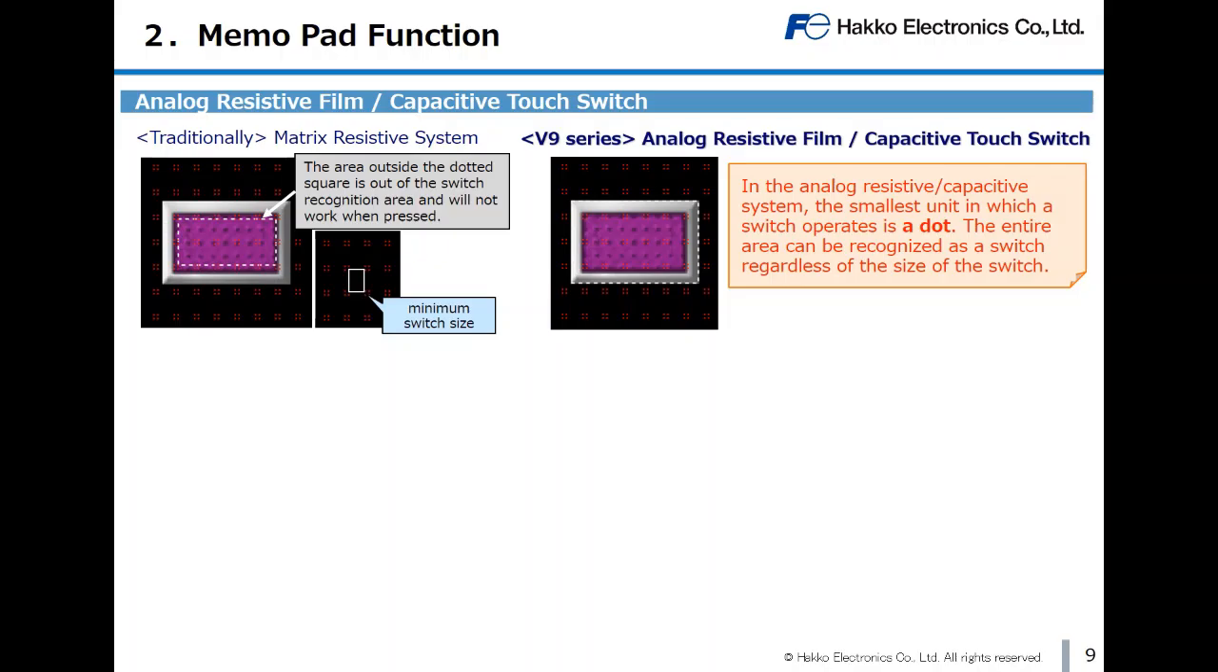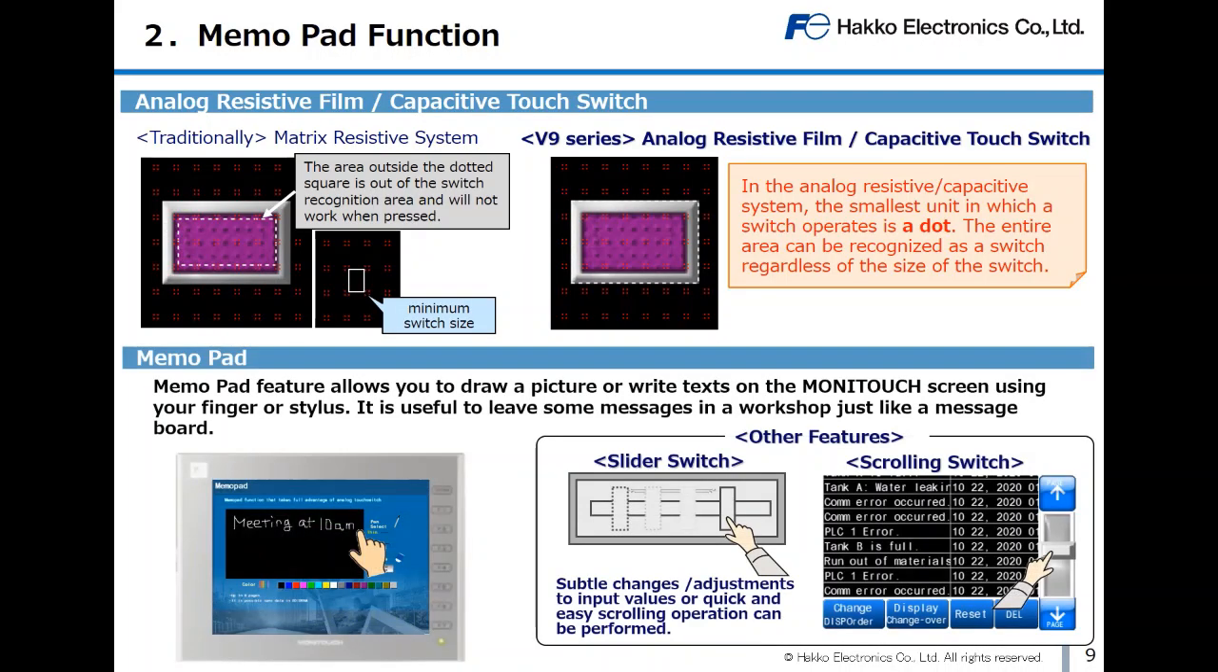Memo pad function. There are several types of touch switches for HMI. The traditional type is the matrix type, which consists of a row of small, grid-like switches. And in recent years, analog resistive and capacitive touch switches have been widely used. These can recognize the switches in dots, not in a grid. Since you can recognize each dot, you can display the part you traced with your finger as a character. That's how the memo pad function works.